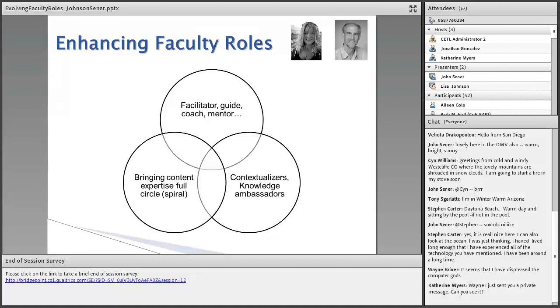So what this does is it brings that context expertise full cycle, or in this case, full spiral, because it enhances the value of the content expertise itself. A faculty member is no longer valuable for knowing content just because they know the content, but because they can do these things with the content. They can help students utilize content.